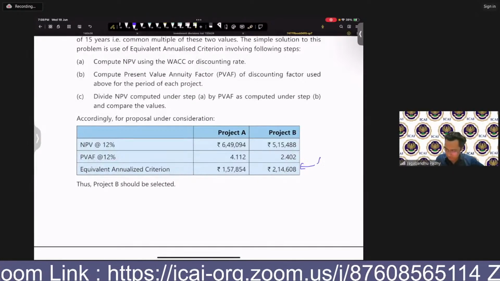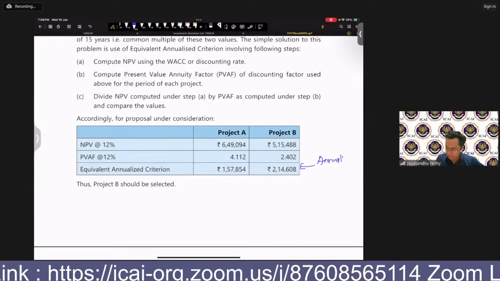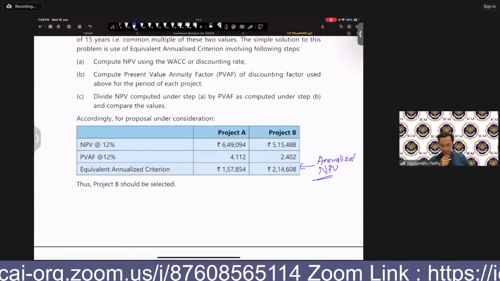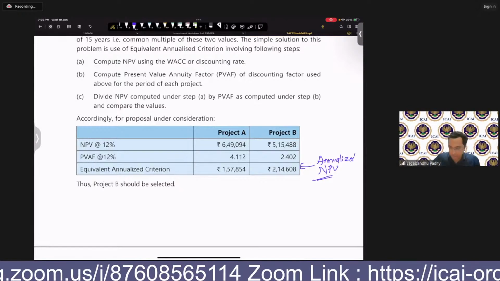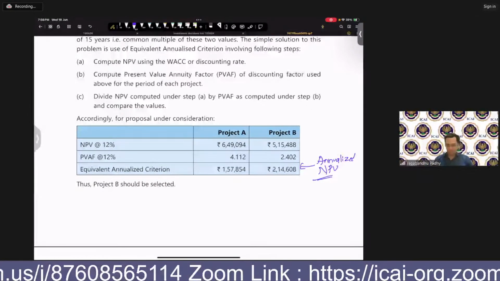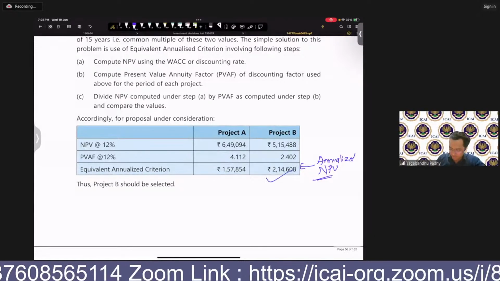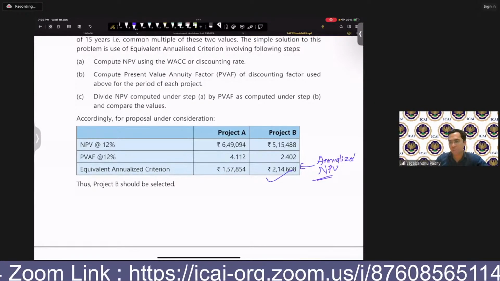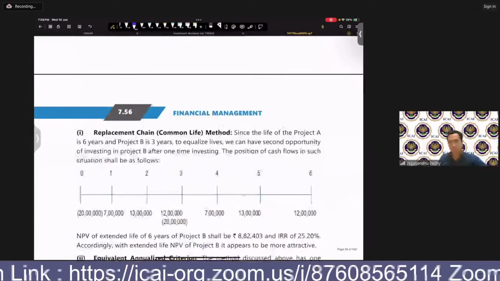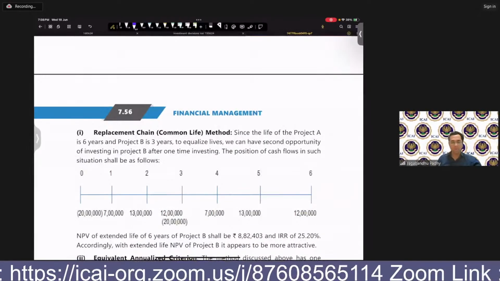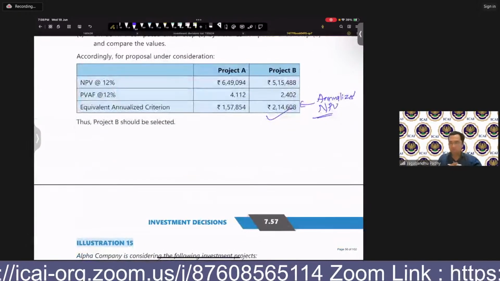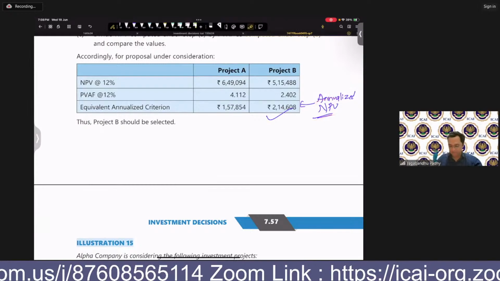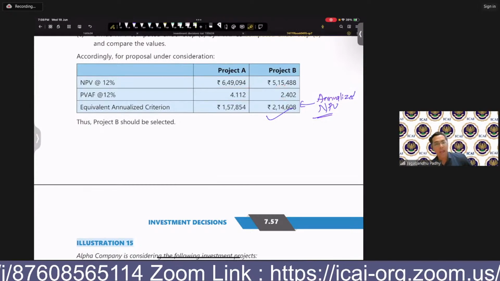So these numbers are basically annualized NPV. And based on this criteria, of course, project B should be chosen. So when projects have unequal lives, there are two ways. One is to make the life of both common. Second is to calculate the annualized NPV by simply dividing your NPV with present value annuity factor.